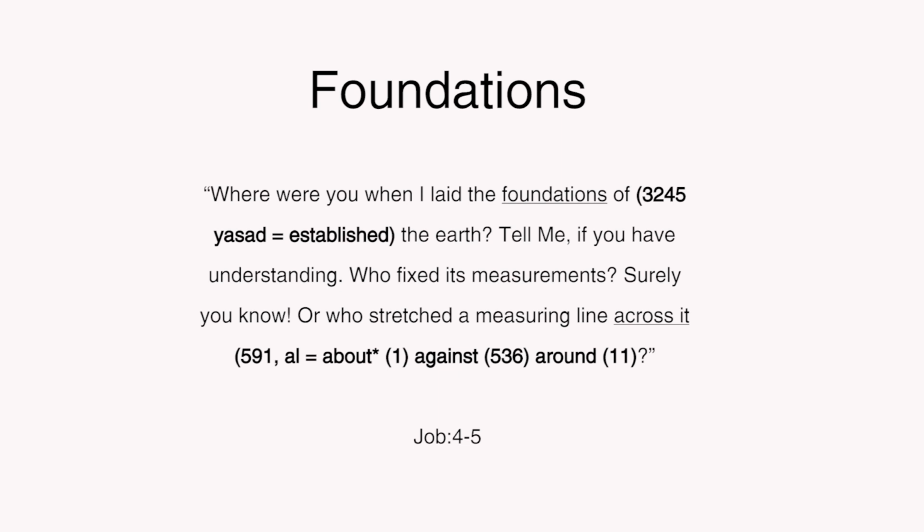So why did the translators choose the word across when it could have easily been translated about, against, or around it? It's interesting because the meaning "against" was used 536 times. They chose something else that isn't used as much in the scriptures. So you could really say that this text says, "Where were you when I established the earth? Tell me if you have understanding. Who fixed its measurements? Surely you know. Or who stretched a measuring line around it?" That's the way this whole verse could actually go. So we're picking and choosing again.